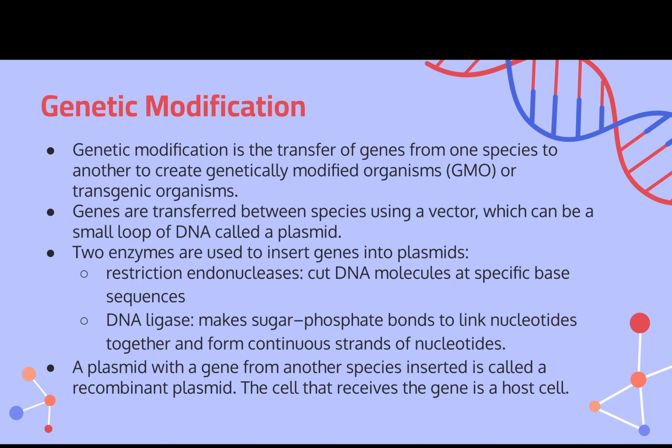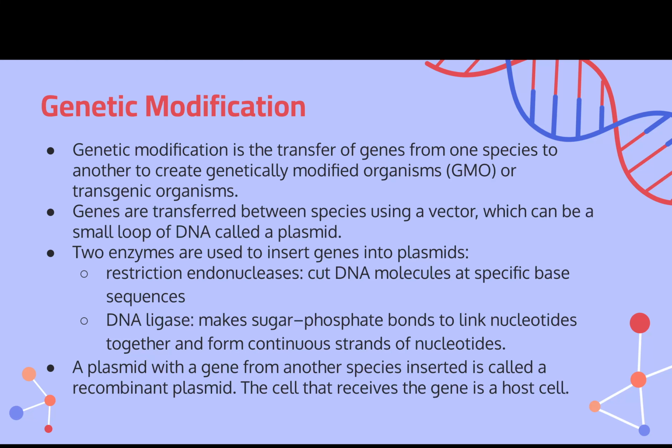Okay, genetic modification or GMOs. Genetic modification is the transfer of genes from one species to another to create genetically modified organisms, or GMOs, otherwise also known as transgenic organisms. Trans being mixed or changed, and genic meaning genes. Genes are transferred between species using a vector, which can be plasmids, like we talked about earlier. So the plasmids are used as vectors, which means the gene is inserted into the plasmid and then cut out of the plasmid.